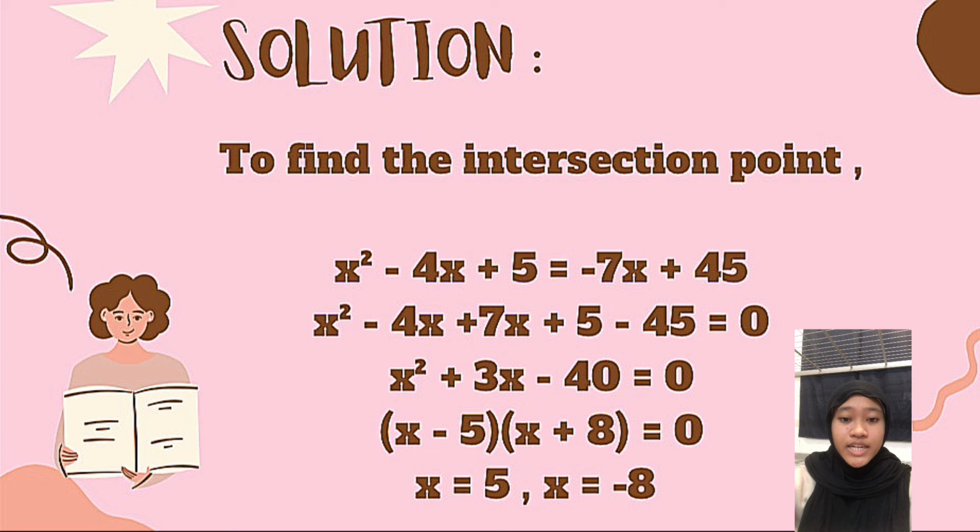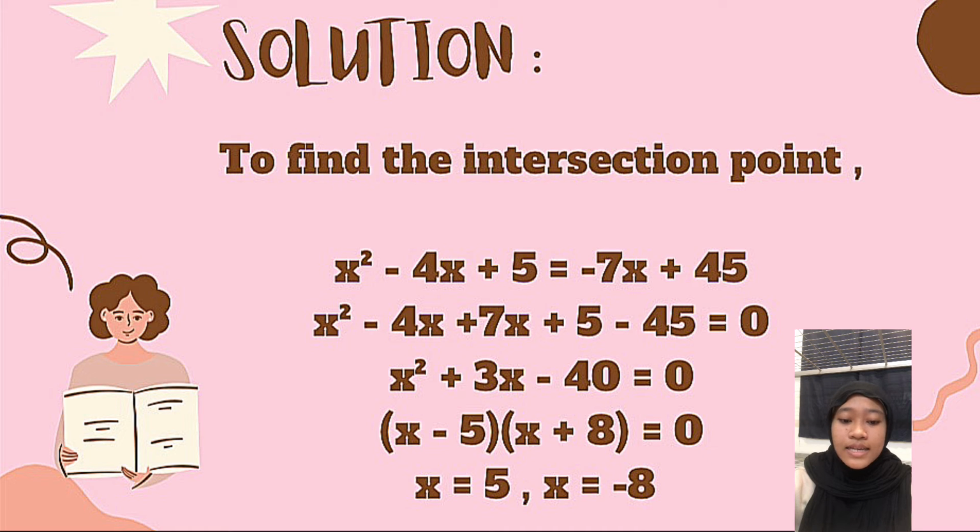So, to find the intersection points, we need to set the first equation equal to the second equation. So, it will be x squared minus 4x plus 5 equals negative 7x plus 45. When we move negative 7x plus 45 to the left, it will become x squared minus 4x plus 5 plus 7x minus 45 equals 0. Don't forget to put 0 at the right.